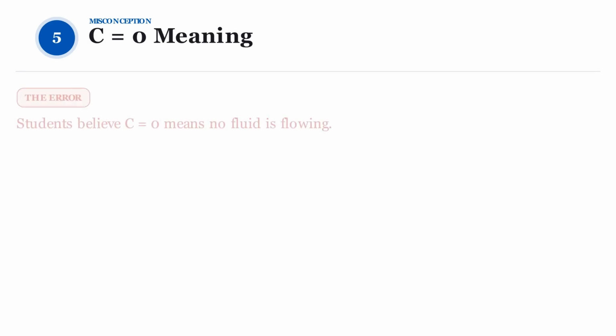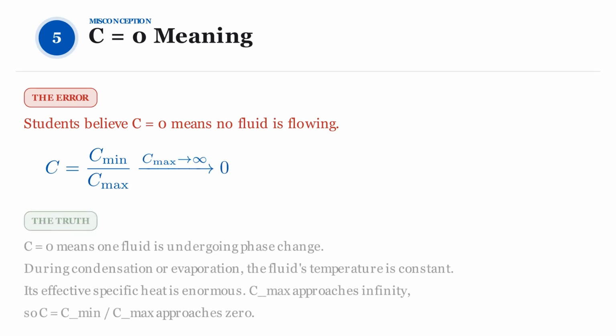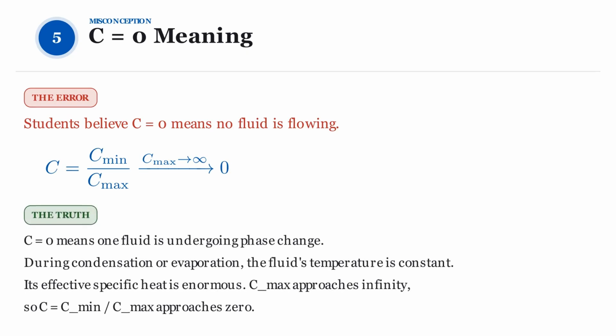Misconception 5. C equals 0 meaning. The error: students believe C equals 0 means no fluid is flowing. The truth: C equals 0 means one fluid is undergoing phase change. During condensation or evaporation, the fluid's temperature is constant. Its effective specific heat is enormous. C max approaches infinity, so C equals C min over C max approaches 0.